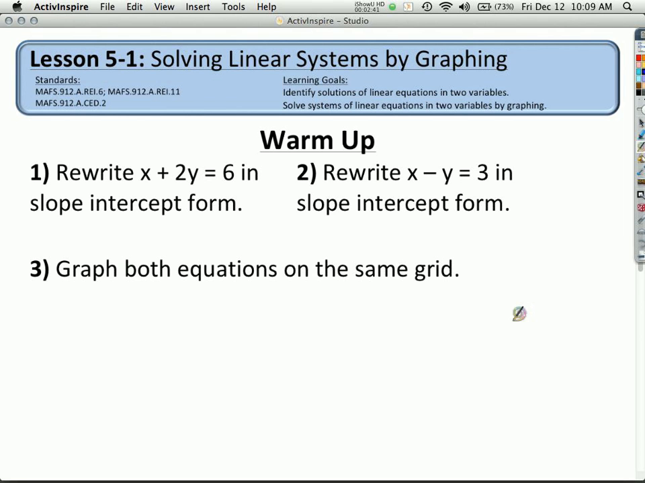Number one, what is that equation rewritten in slope-intercept form? I've got student 21, student number 1, and student number 14. Student number 21, what did you get? Okay, student number 1, what did you get? Y equals half x plus 3. Okay, student number 14, what did you get? Y equals 2x plus 3. Y equals negative 1/2 x plus 3.